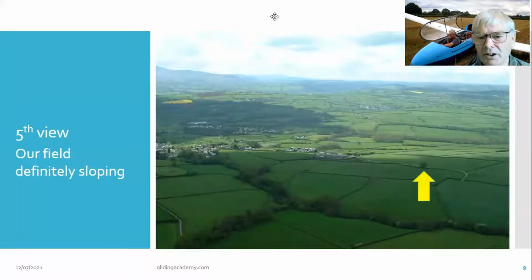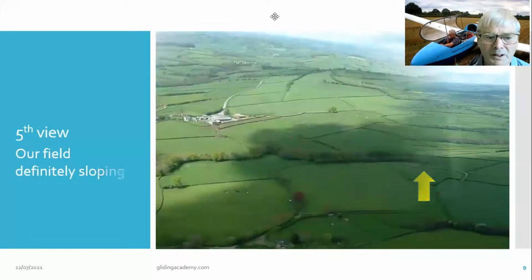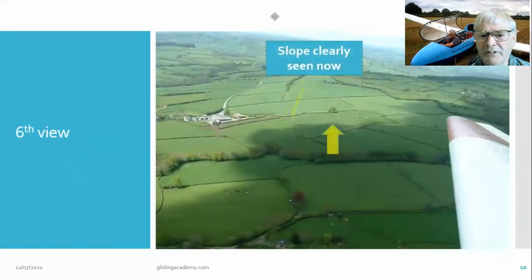Moving around again, I can see my field again, and yeah, it now appears definitely to be sloping. Low end on the left, higher end on the right. Moving around again, now I can see a definite slope. It wasn't so easy to detect before from the other view, but now I can see it is definitely sloping. And possibly 15 degrees or so, so quite significant.